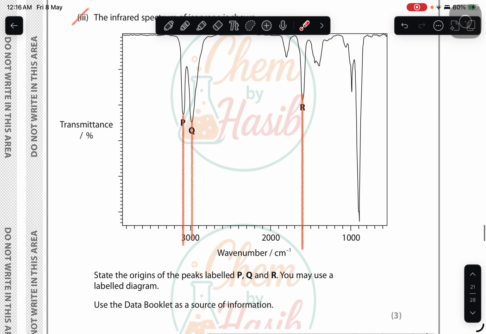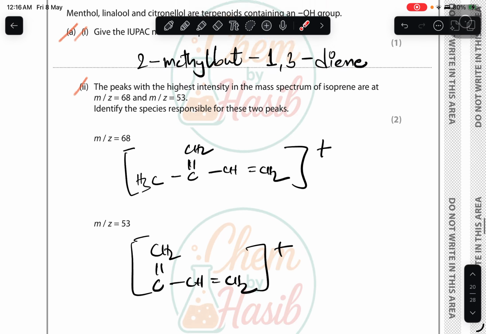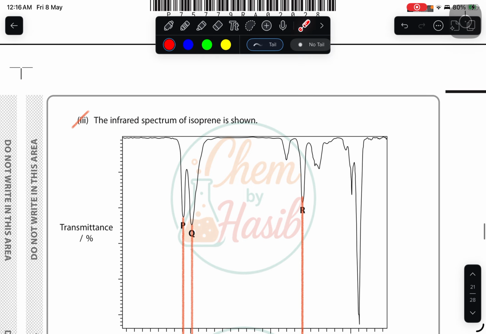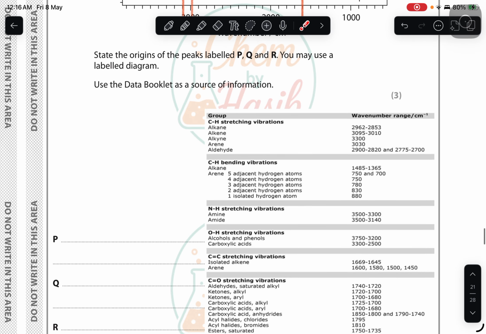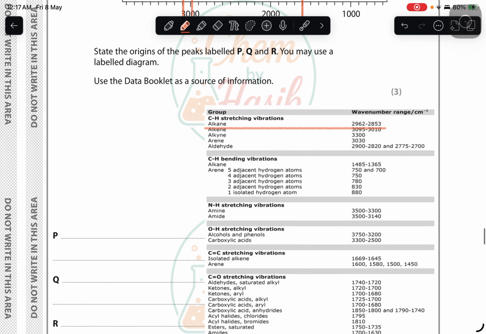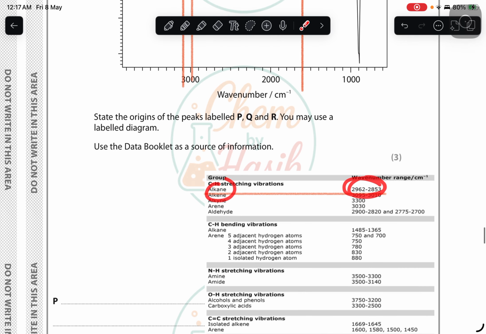This is about which compound? Of isoprene. Oh, this is for isoprene. Okay. So this compound has CH and carbon-carbon double bonds only, right? So we'll look for CH and C=C bonds, right? So if you look at alkane, here, it is between 2900 to 2800, right? So we got something between 2900 and 2800. So that's P, right? P is within this range, right?